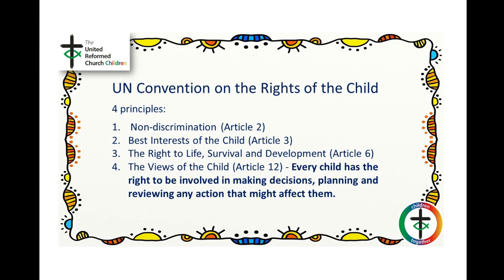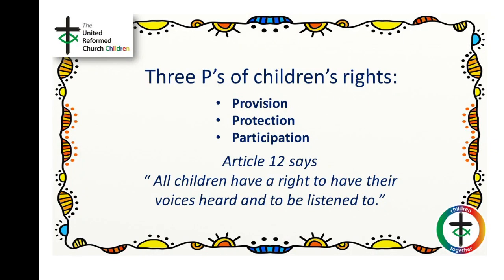And then the fourth principle is the views of the child. Article 12 says every child has the right to be involved in making decisions, planning, reviewing any action that might affect them. There are also 3 main themes of children's rights. They're sometimes called the 3 Ps. So provision, protection and participation.